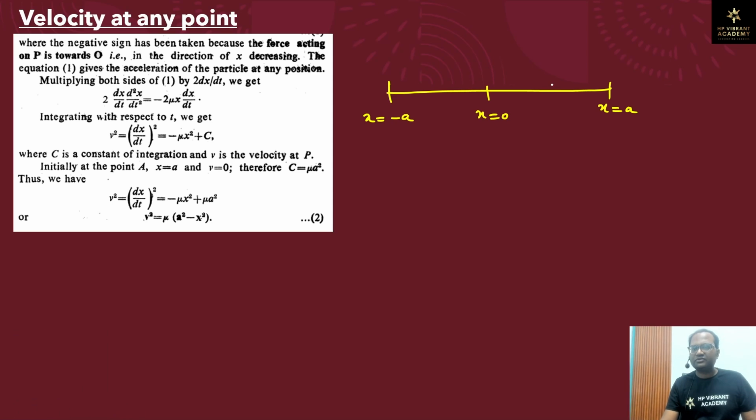We have to find the velocity at x is equal to x. So let us take this point P at a distance of x from the center of force. So we have to find the velocity. What will be the velocity at point P?